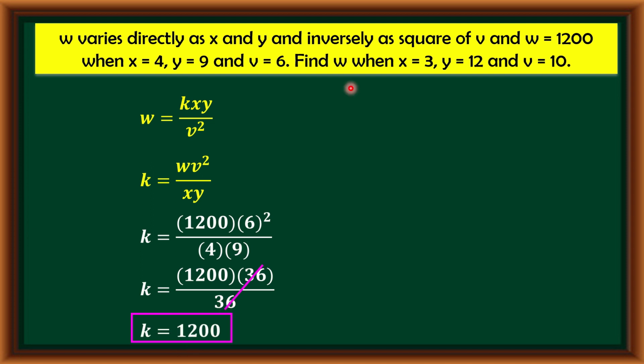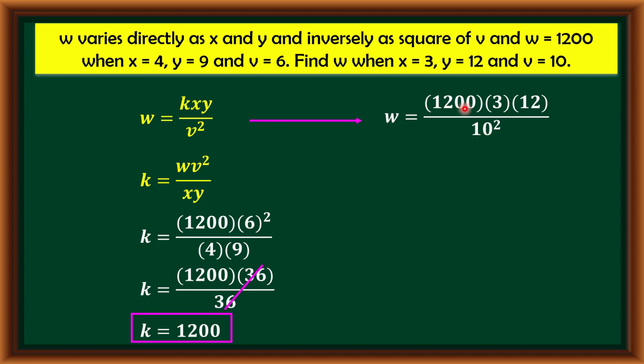Now, let us find the value of w given the equation w is equal to k times x times y over v squared. So we know that our k is equal to 1,200. Let us replace it by that number. Let us replace x by 3, y by 12, and v by 10. Therefore, we have equation w is equal to 1,200 times 3 times 12 over 10 squared.